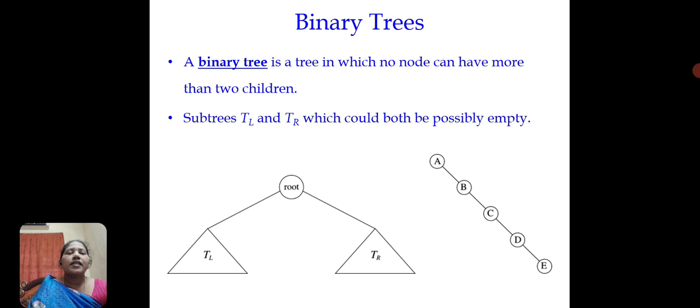The next right side diagram is also a binary tree because no node has more than two children. A has one child B, B has one right child C, C has one right child D, and D has one right child E. Since all the nodes have only the right child, this is called a worst binary tree. So this is the introduction to a binary tree.